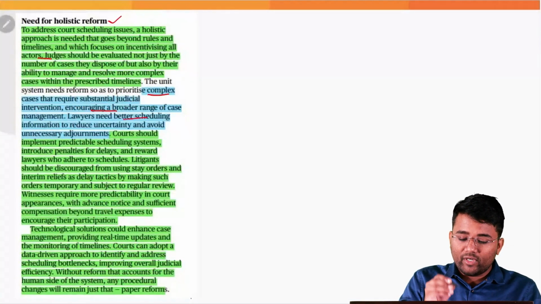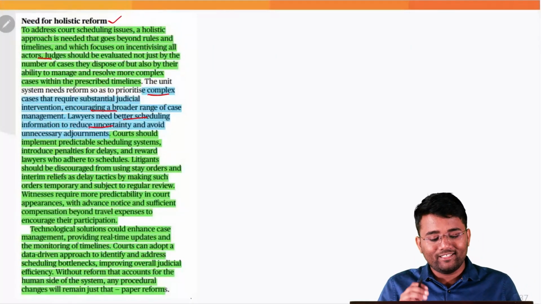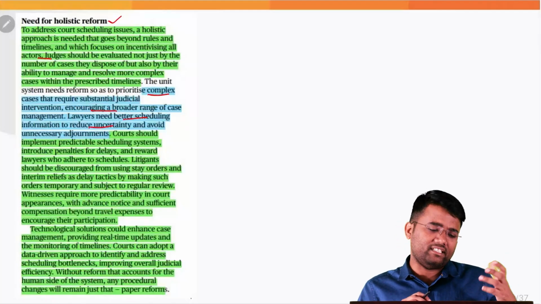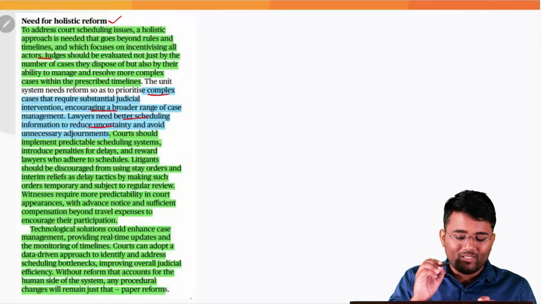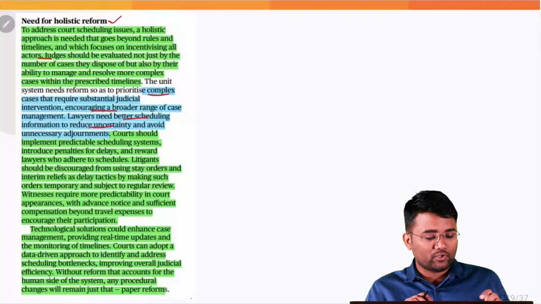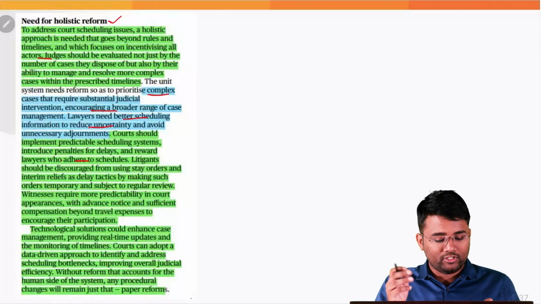Also, lawyers need better scheduling information to reduce uncertainty and avoid unnecessary adjournments. Courts should implement predictable scheduling systems, introduce penalties for delays and reward lawyers who adhere to the schedules.